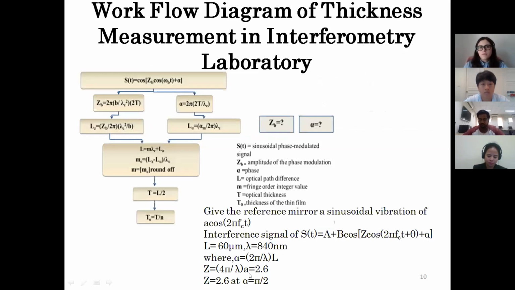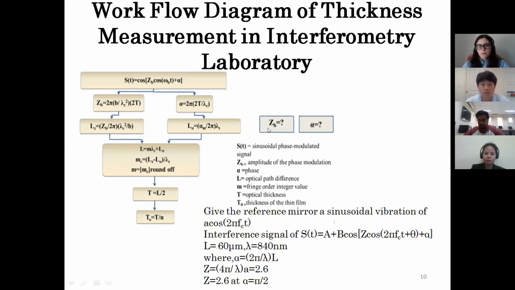This is the workflow diagram of thickness measurement in the interferometry laboratory. Firstly, we get the sinusoidal phase modulated signal. It contains Z and alpha. Z is the amplitude and alpha is the phase. So we can get Z, alpha, and also the optical path length, and then the optical thickness, and also the thickness of the thin film. Z and alpha are very important. So in this research, we calculate the Z and alpha.